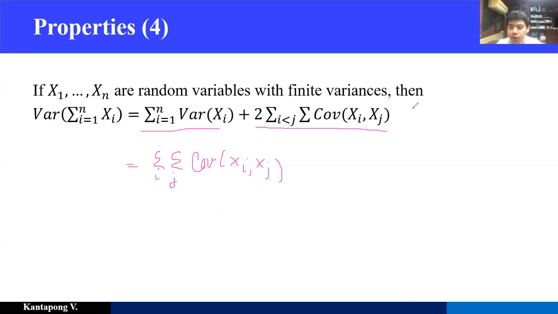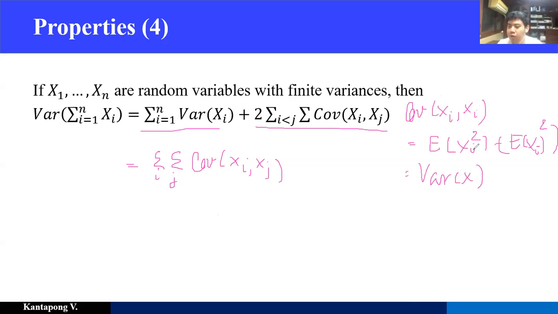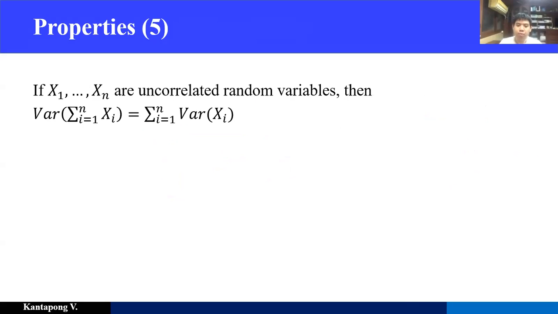Because if we consider covariance of x i and x i, it's going to be E of x i squared minus E[x i] squared. It's going to be variance of x. So covariance with itself is variance. That's why we can use this notation. But if we want to find the 2 in front of it, we have to separate into these 2 terms. If the x i are uncorrelated, surely the covariance is 0.